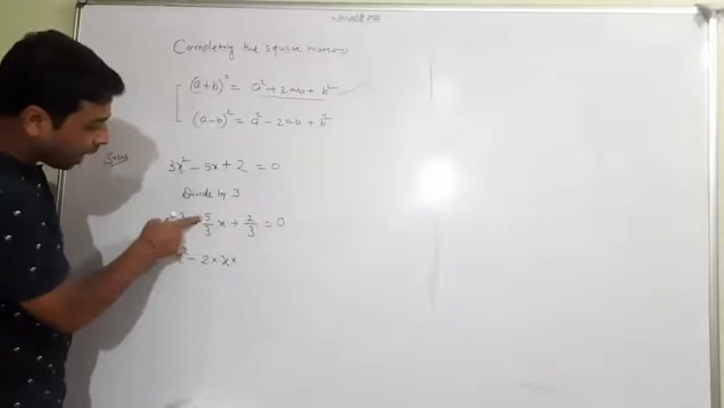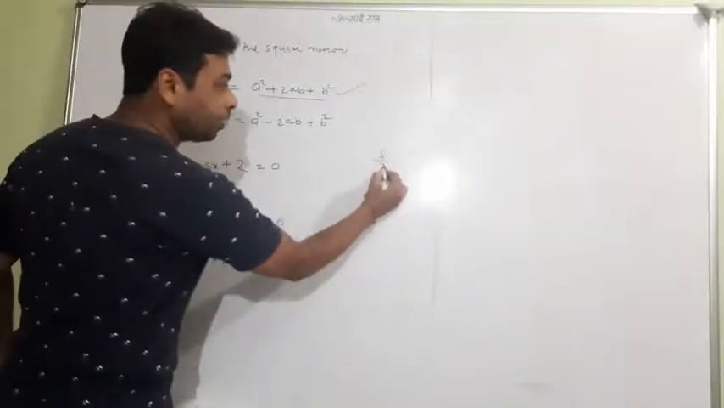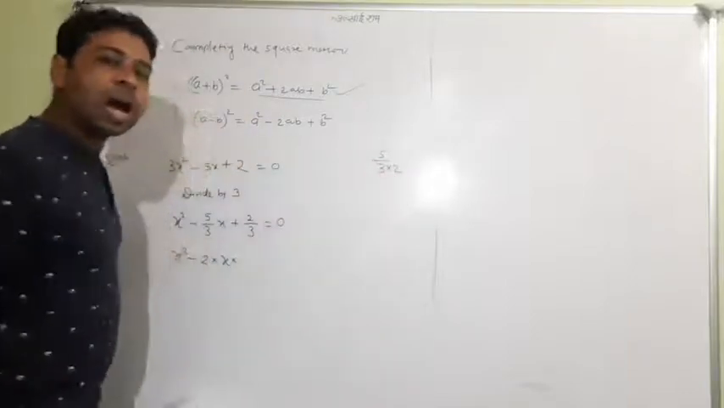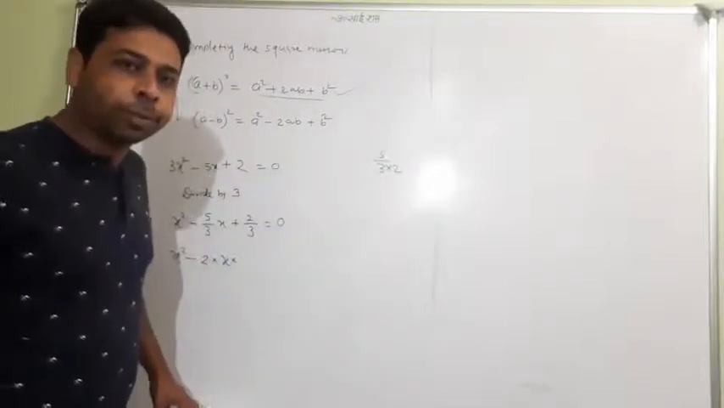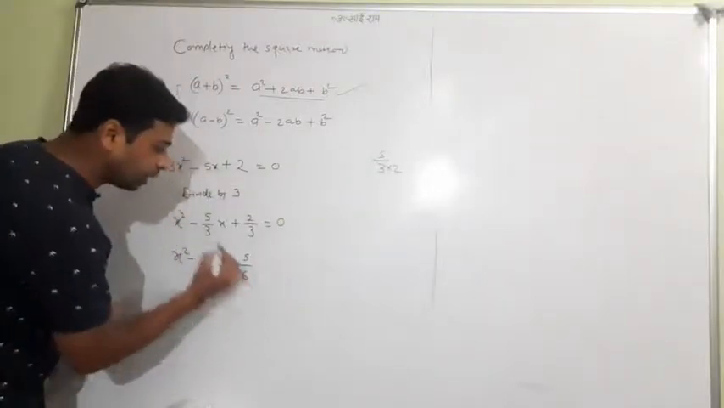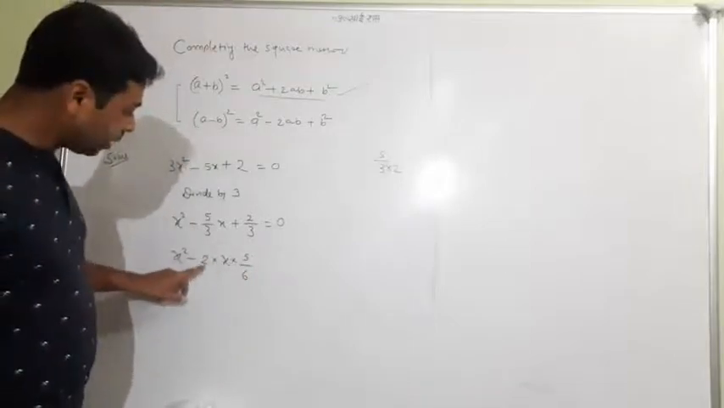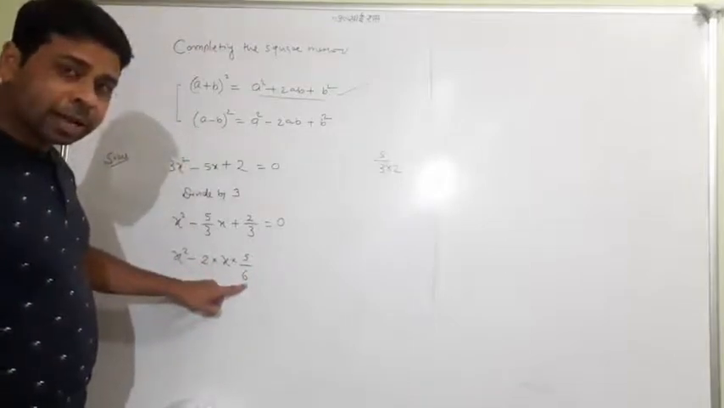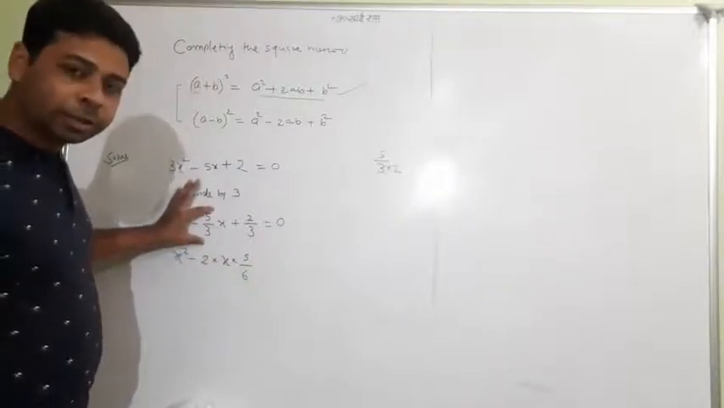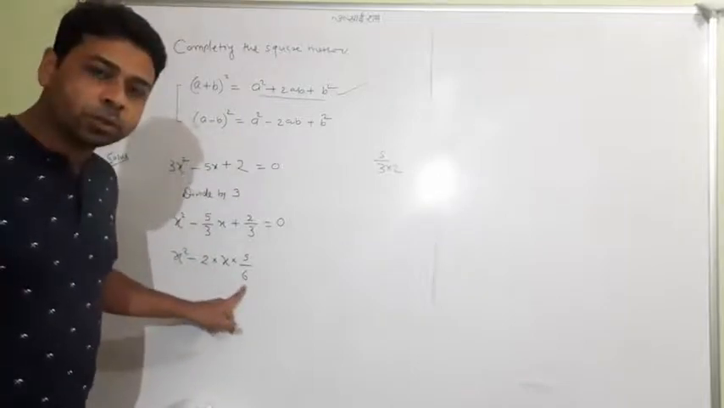b is always half of 5 by 3, meaning the coefficient of x. So what is half of 5 by 3? Half means multiply by 2 in the denominator. It is 5 by 6. So you will write 5 by 6 here, which is my b. Look, if you think that 2 3s are 6, cancel, after cancelling it's going to be 5 by 3x. So 5 by 3x, so it is balanced. Okay, you have decided 2ab, where b is 5 by 6.